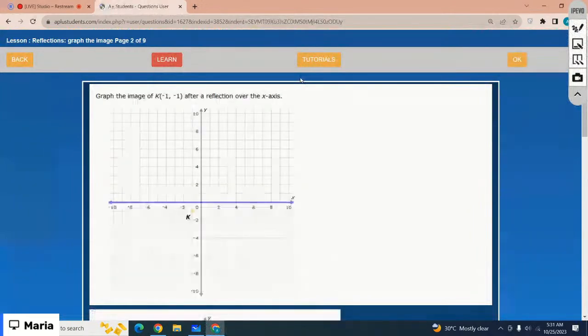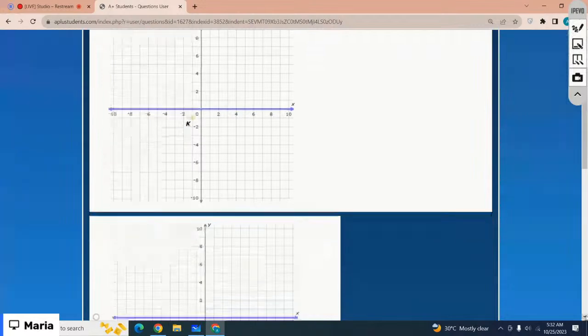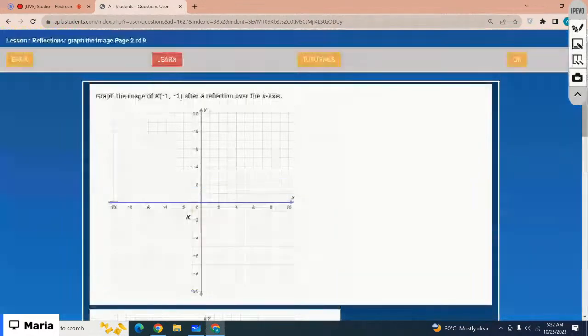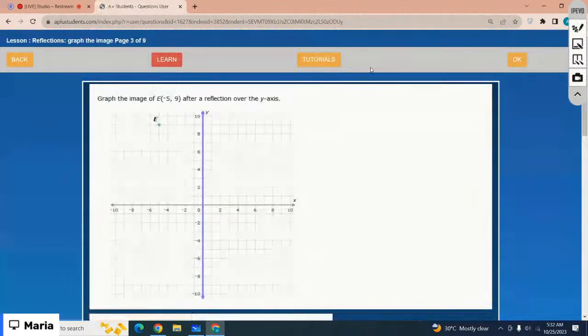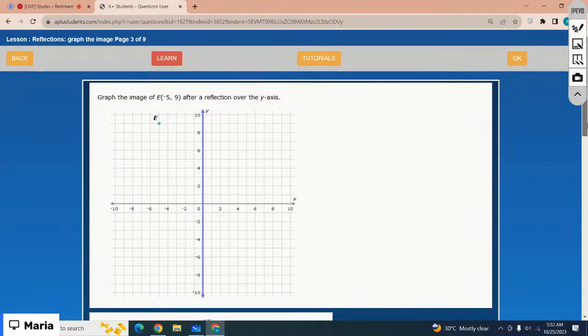Okay, graph the image K (negative 1, 1) after a reflection over the x-axis. So when it reflects over the x-axis, it would be option number 2, the correct option. Okay, graph the image E (negative 5, 9) after a reflection over the y-axis. So when you reflect along the y-axis, the correct option is option 1, right?